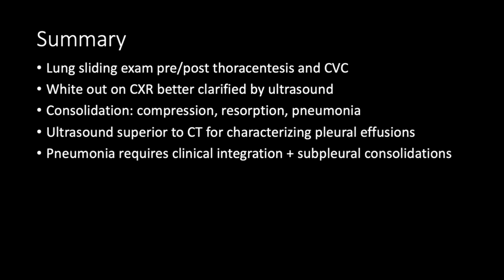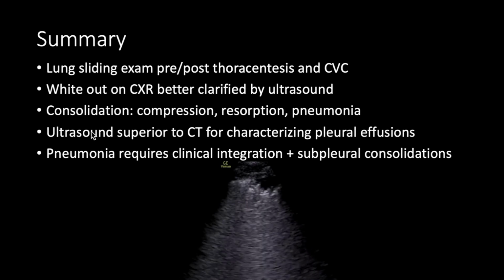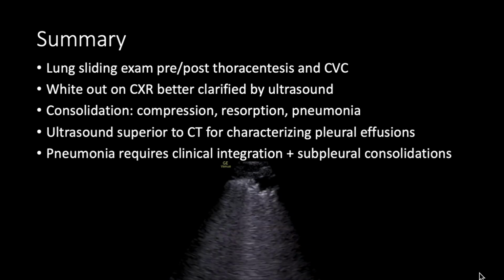Pneumonia, it's hard to diagnose with ultrasound. B lines can be nonspecific, so you really got to add some clinical integration. And if you see subpleural consolidations, it does increase the likelihood that you're looking at pneumonia. So try to look for those closely if you have a suspicion for pneumonia, such as this subpleural consolidation you see here, popping up on the pleural line.